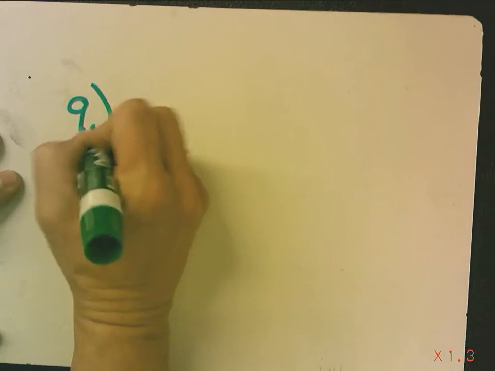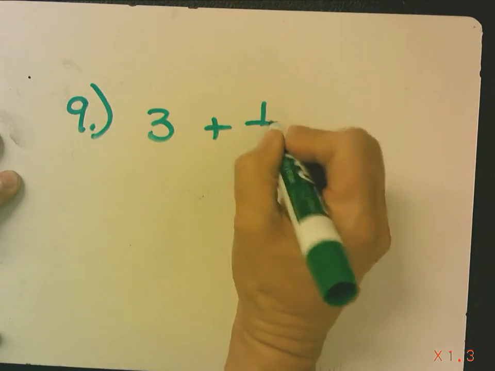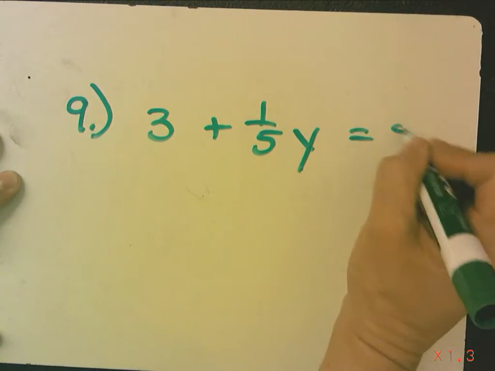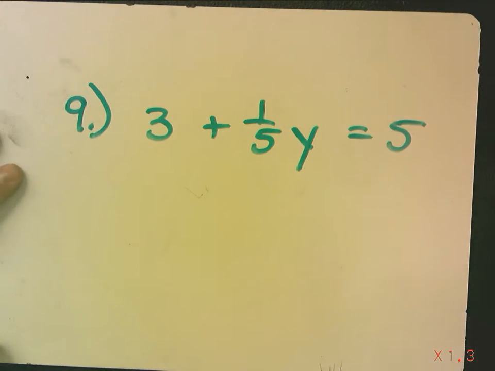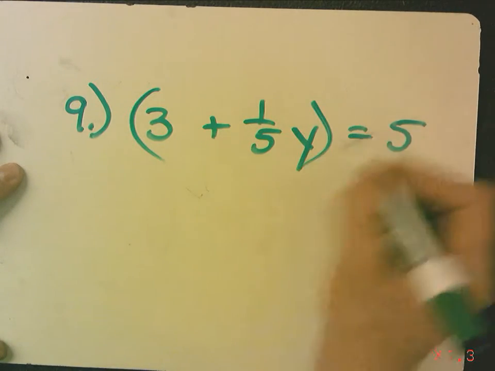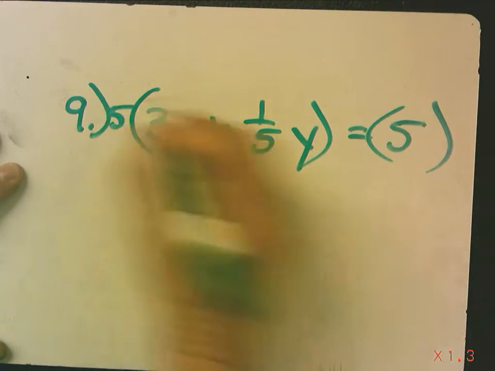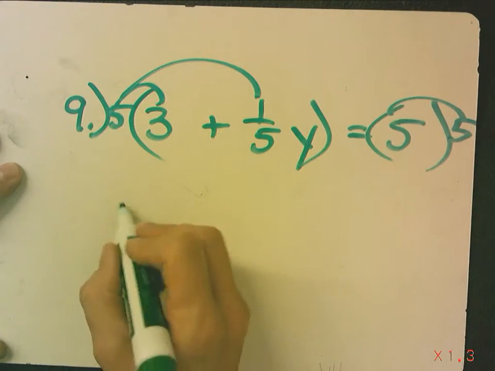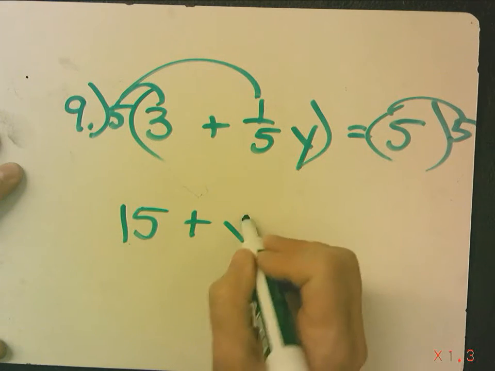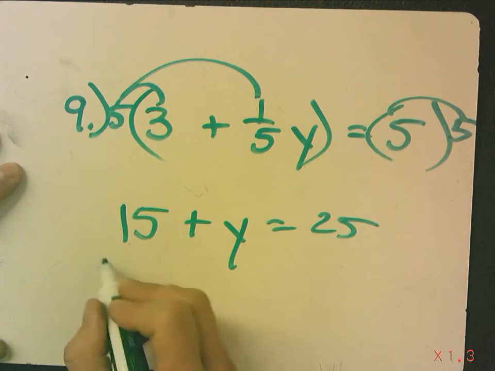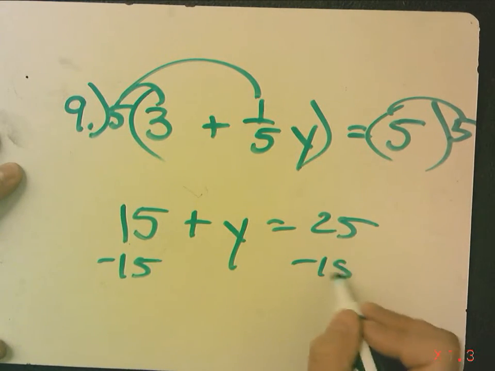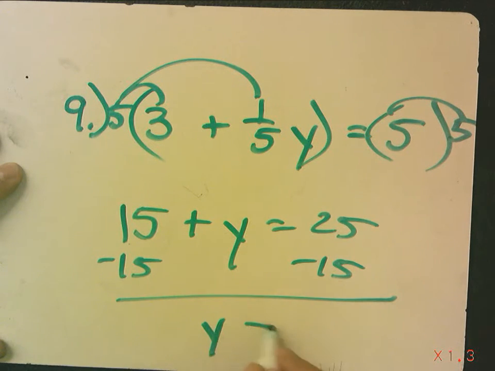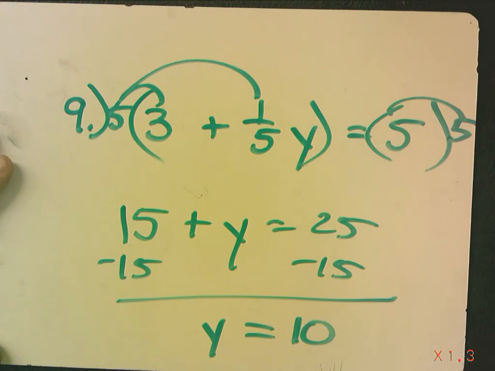Now, the last one, again, I only have one fraction, but many of you want to get rid of the fractions, so let's multiply by 5, the common denominator, remembering to multiply every term. Subtract 15, and you get y equals 10. Makes it much easier.